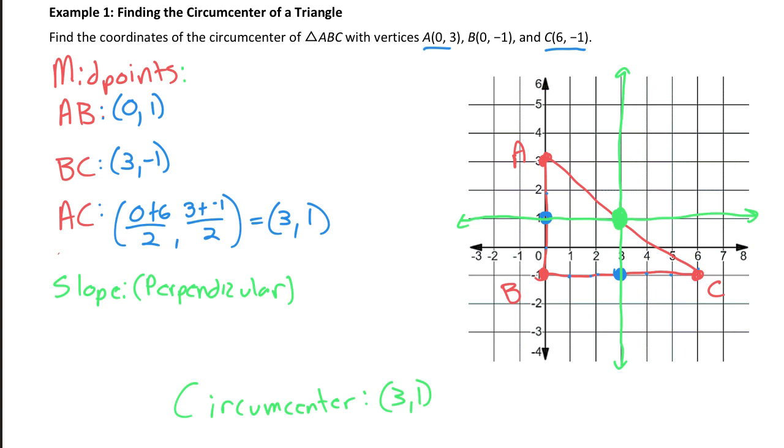And if you want me to go into this a little bit deeper, AC has a slope that goes down 4, right 6, so it has a slope of negative 2/3. The perpendicular slope would be positive 3/2. So I would count, I'll do this in yellow just to show, up 1, 2, 3, right 2. And that would be my perpendicular bisector. Down 1, 2, 3, left 2. So this would be my last perpendicular bisector, which would still go through that point.